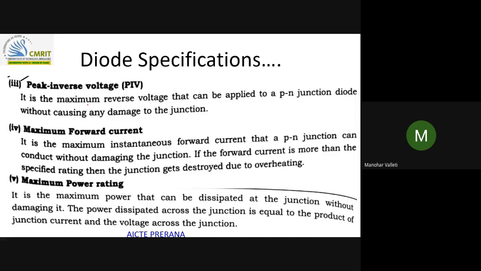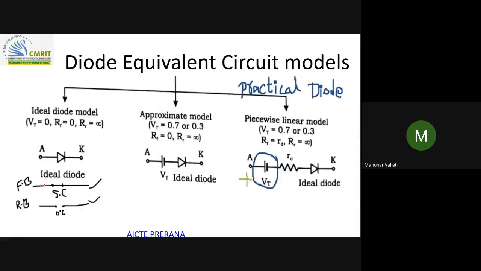Peak inverse voltage is the maximum reverse voltage that can be applied across a PN junction diode without causing any damage to the junction. Remember, peak inverse voltage means the maximum reverse voltage you can apply across the diode. This will help you in selecting a suitable diode for your circuit operation. Then maximum forward current, and, as the name is self-explanatory, maximum power rating.